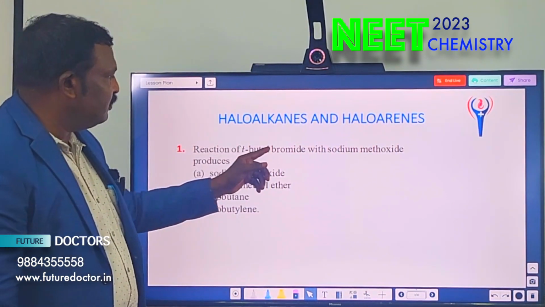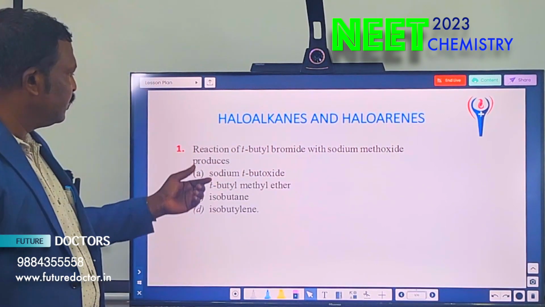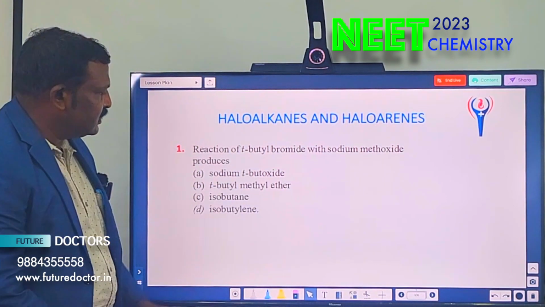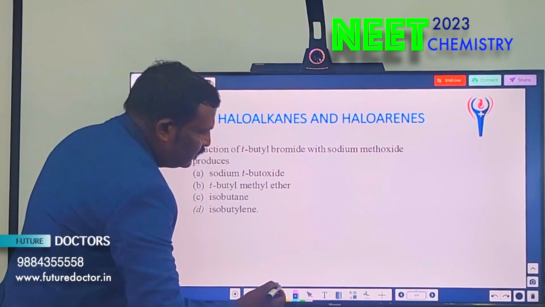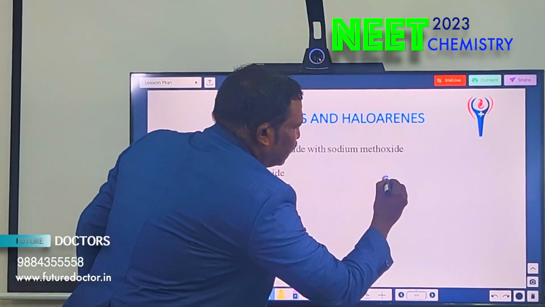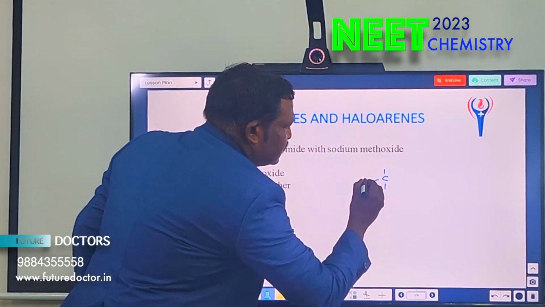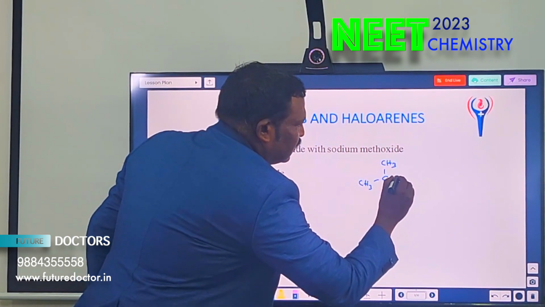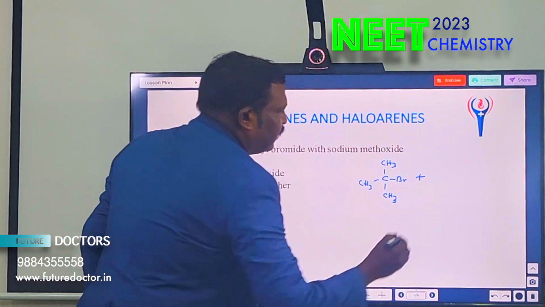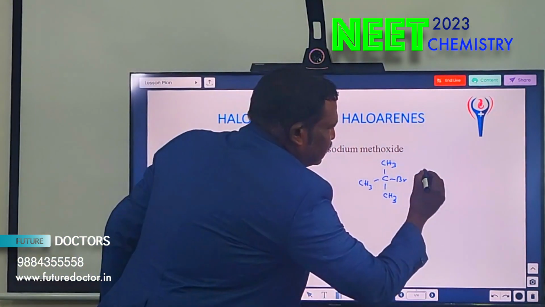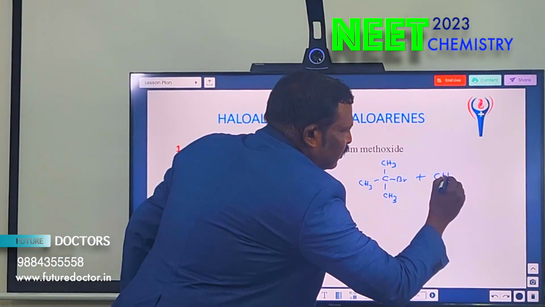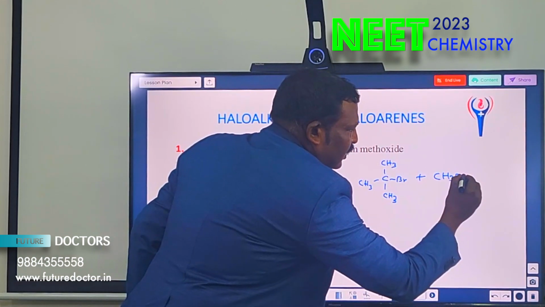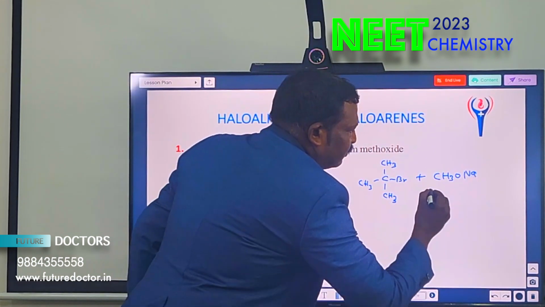The reaction of tertiary butyl bromide with sodium ethoxide produces dash. Tertiary butyl bromide means around the carbon atom we have 3 carbon atoms. This is called tertiary butyl bromide. Now it reacts with what? Sodium methoxide. So sodium methoxide means methyl alcohol, CH3OH. Instead of H you put sodium.